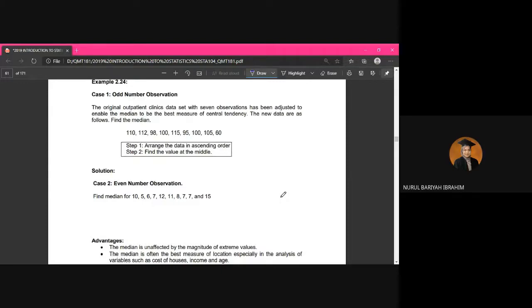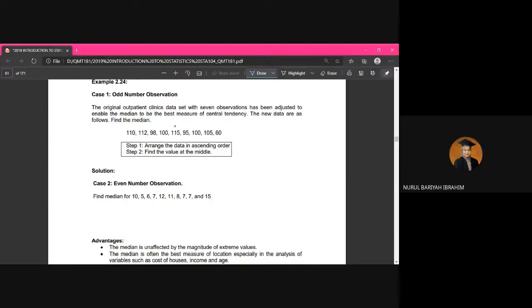Okay, so dia kata kat sini, the original outpatient clinic dataset with 7 observations has been adjusted to enable the median to be the best measure of the central tendency. The new data are as follows. Find the median. So first step, you need to arrange the data in ascending order first. So try to arrange it in ascending order first.